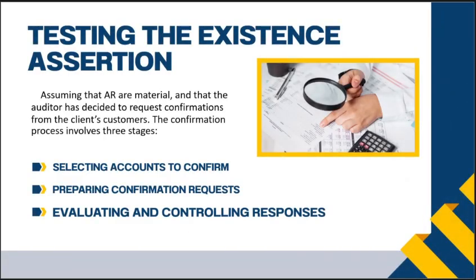The last stage for testing the existence assertion is evaluating and controlling responses. Next slide. Maintaining control over the confirmation process is crucial for reliable evidence. When it comes to controlling responses, the auditor should ensure that they retain custody of the letters until mailing, that the confirmation letters and self-addressed stamped envelopes are addressed to the auditor, and that the confirmation request should be mailed by the auditor, with supervision if client personnel are involved.